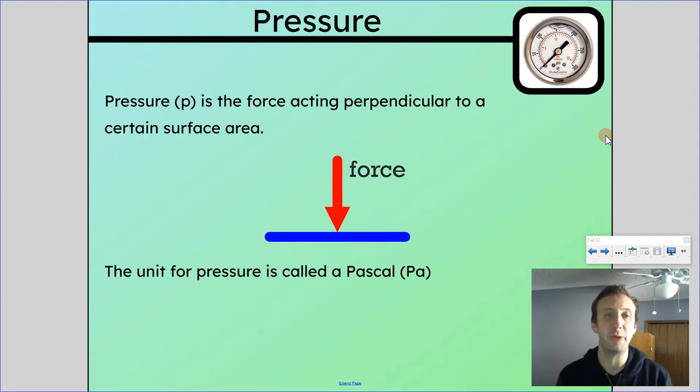So what is pressure? Well, pressure is the force acting perpendicular to a certain surface area. And it's measured in something called pascals. So remember that force is a push or a pull. Now, when I'm talking about pressure, it's actually only a push. And when pressure seems like it's actually pulling, that's just because of uneven pushes from two different sides. But pressure is a push that is being exerted or put on a surface.